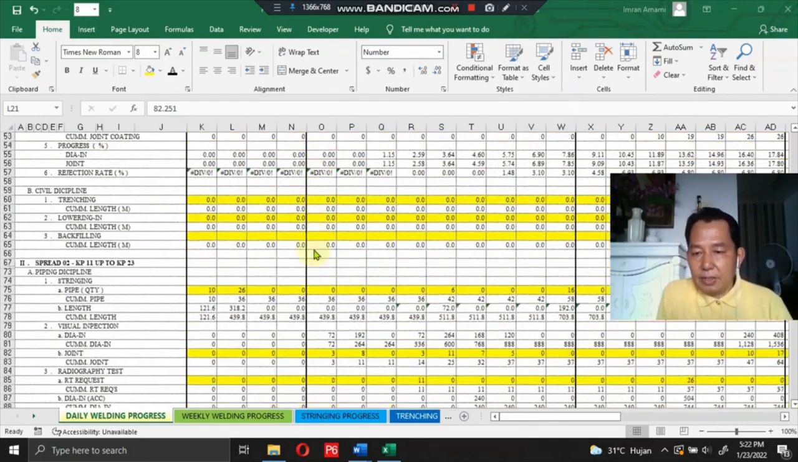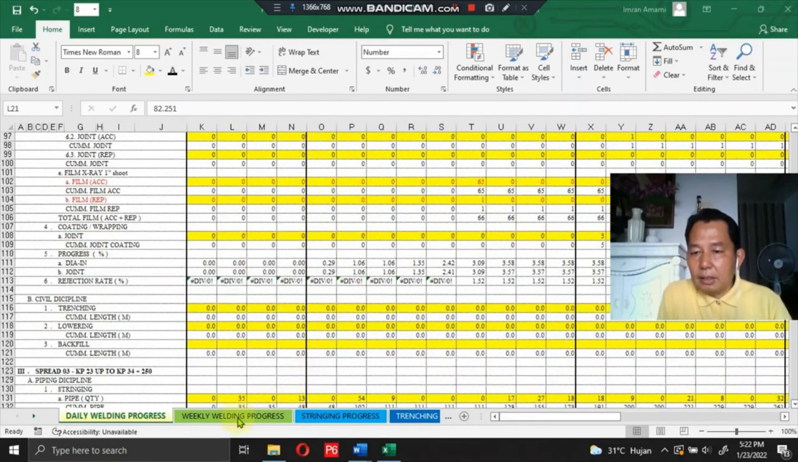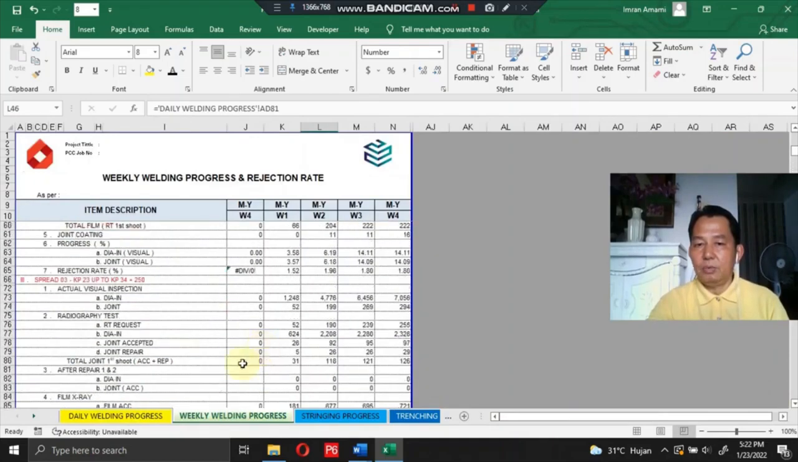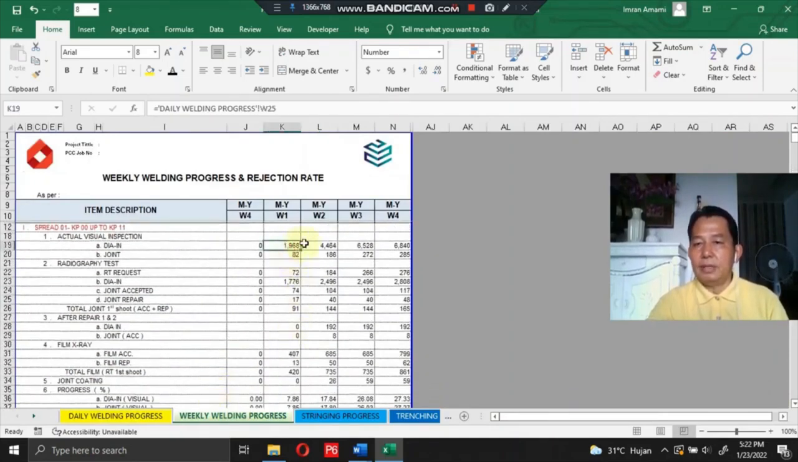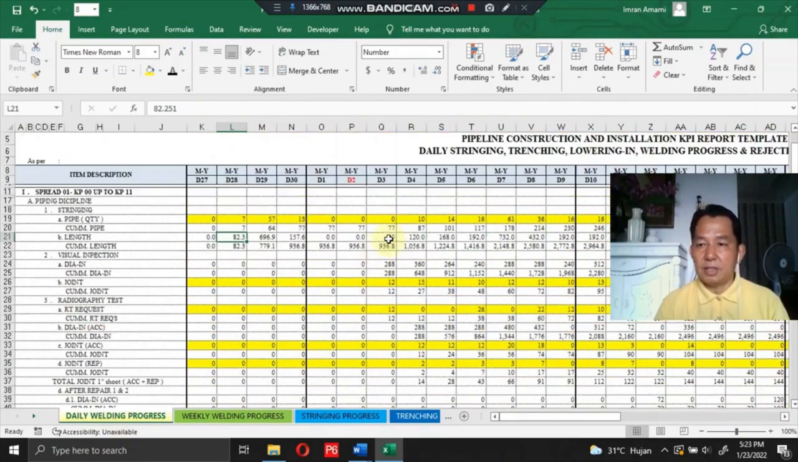Okay. In the other worksheet, this is for weekly welding progress. The number in this weekly welding is for 7 days in a week. You can check the number in this cell. This is taken from daily welding progress for the cell W25. Yes, W25. You can check here.